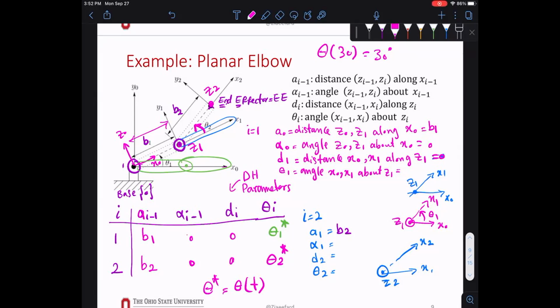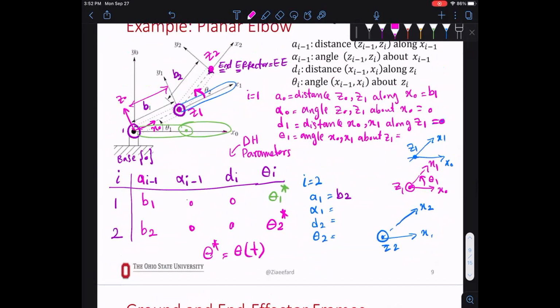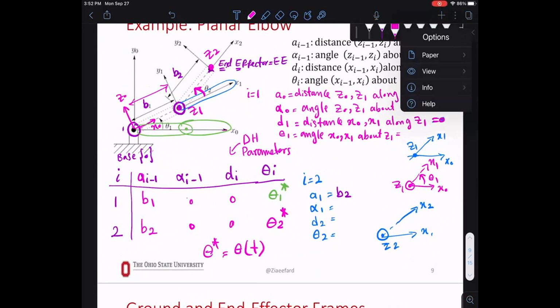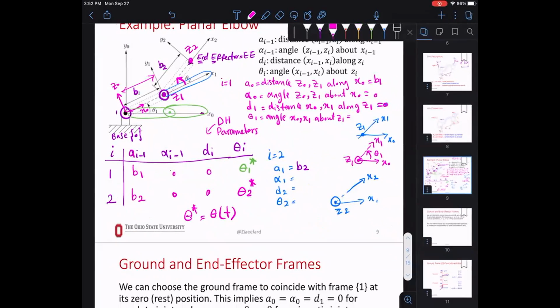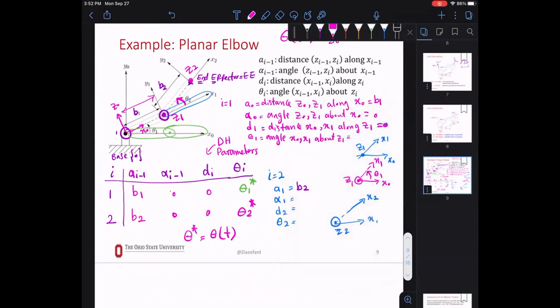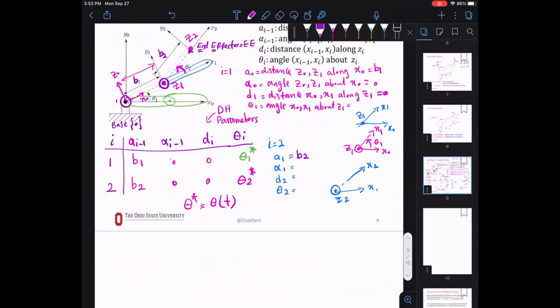Okay, good question. So yes. I'm going to create a page here. Let's look at this. Let's talk about the first joint, right? So this is theta 1. This is our Z1 and Z0.